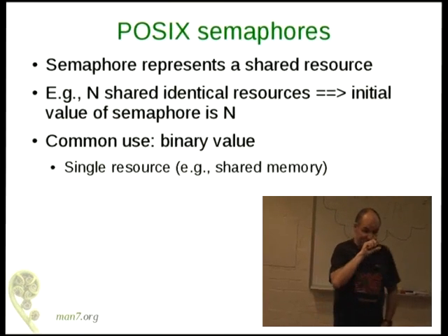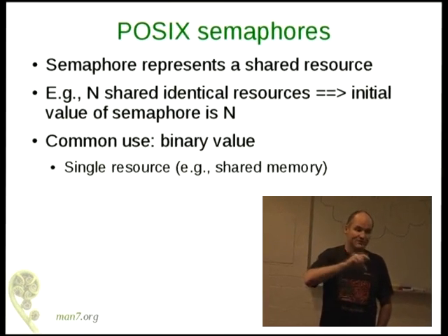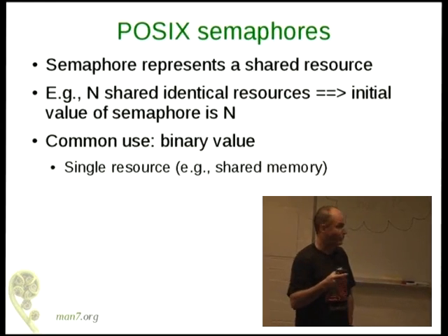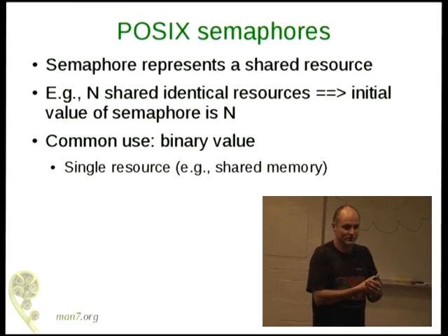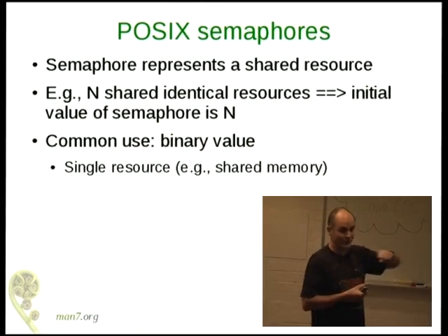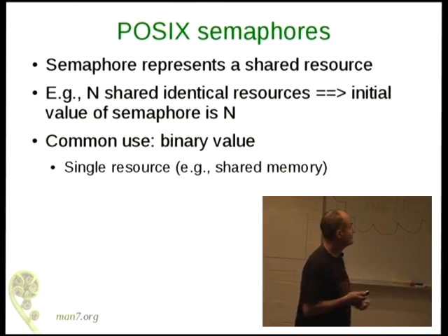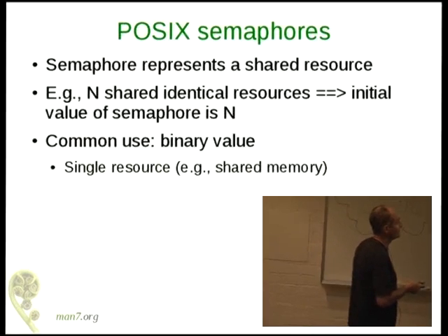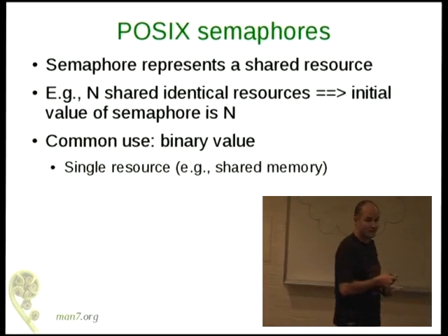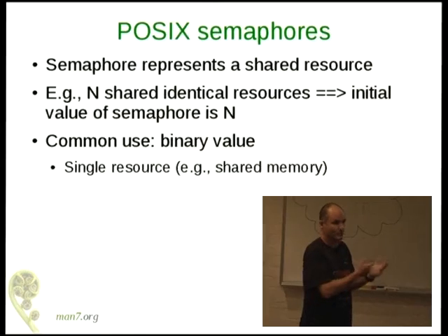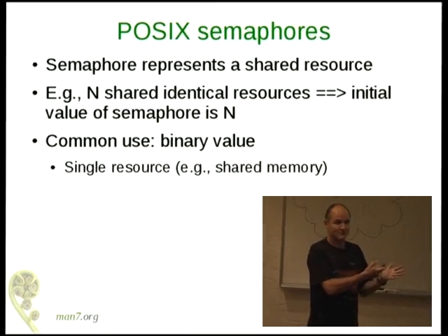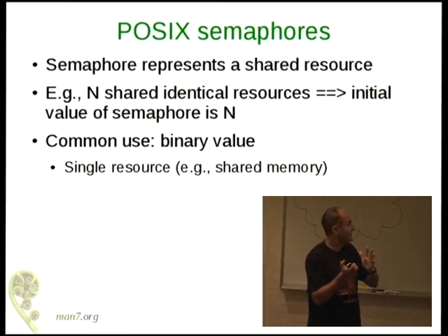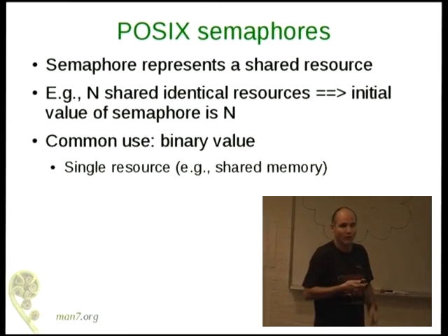A very common way of using semaphores, though, is just 0 and 1. In other words, a binary semaphore. In other words, there's a single resource and the semaphore only has the values 0 and 1. The example that is relevant there for us is shared memory. Normally, you only want one process to update the shared memory at a time. So the semaphore's value is either 0 or 1.